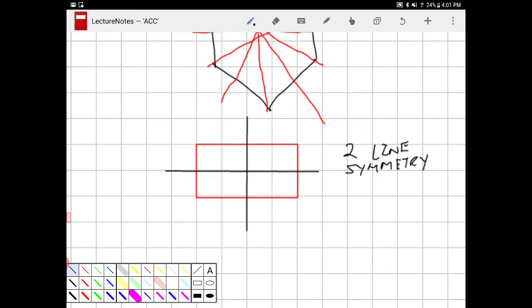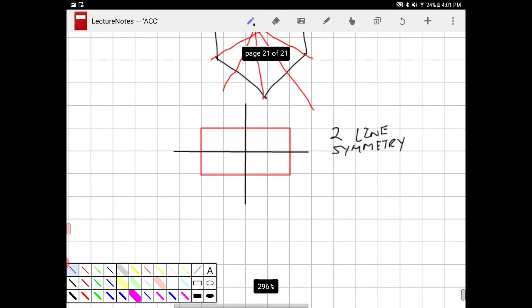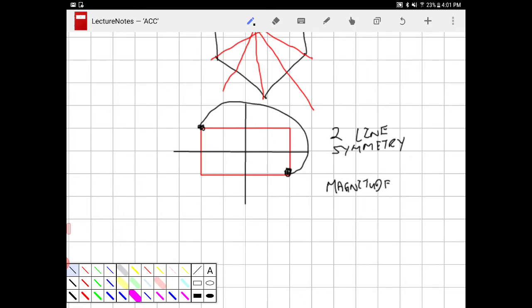What is the order of symmetry? Well, it looks like if I rotate this thing 180 degrees, it's going to land over here. So it looks like this is going to have a magnitude of 180 degrees with an order of 2.